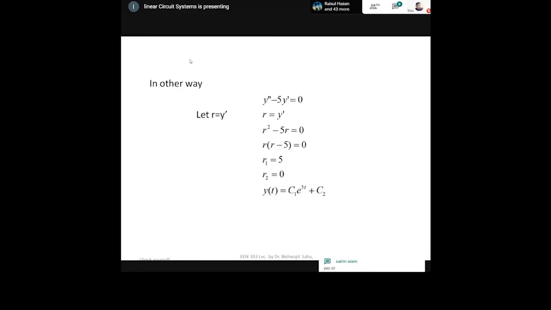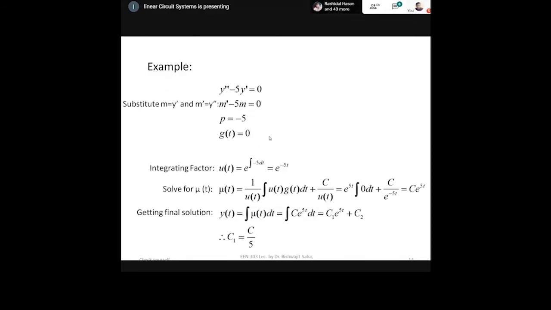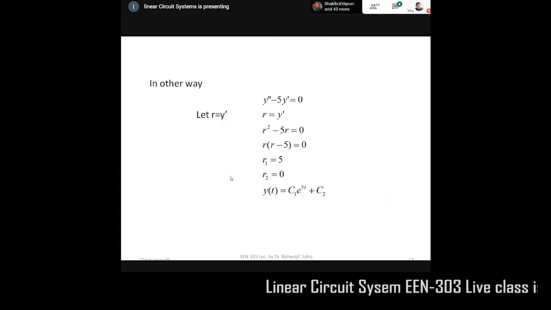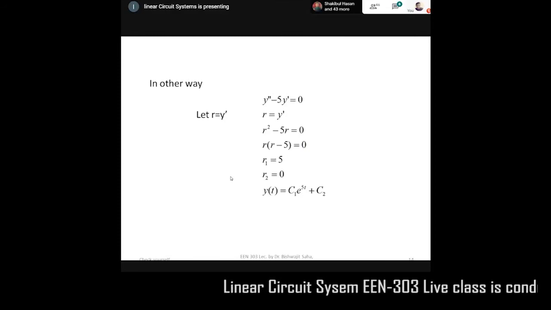So the same problem is done in another way. No problem. Any question on this slide? Any lack of understanding? Because this method will be used from now on.